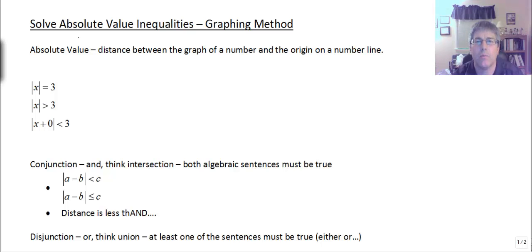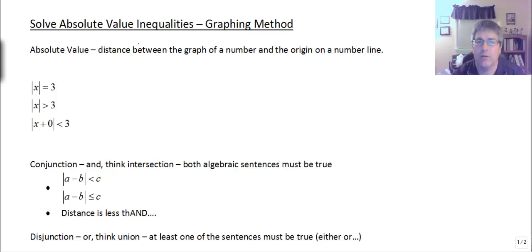Welcome back. Recently, we solved absolute value inequalities algebraically, where we split our absolute value into essentially two different inequalities and solved each, and then you applied the "and" or "or" and matched them up. Now we are going to use the graphing method. So in this video, we're going to solve absolute value inequalities by graphing.